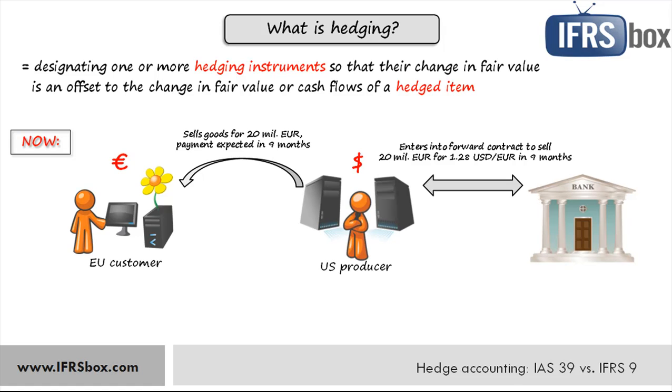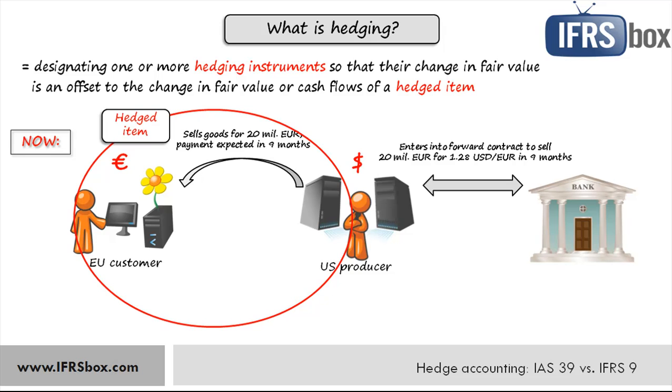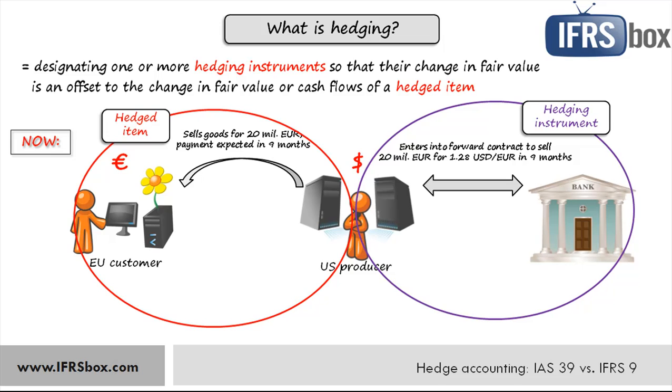This is a typical and very common example of a cash flow hedge. US producer faces foreign currency risk that might alter the amount of US dollars received after 9 months. A hedged item here is the receivable to European customer due in 9 months. A hedging instrument here is the foreign currency forward contract with bank. It is an offsetting instrument to the receivable. So when US producer incurs foreign currency loss on the receivable, it incurs foreign currency gain on the forward contract and vice versa. So what happens after 9 months?